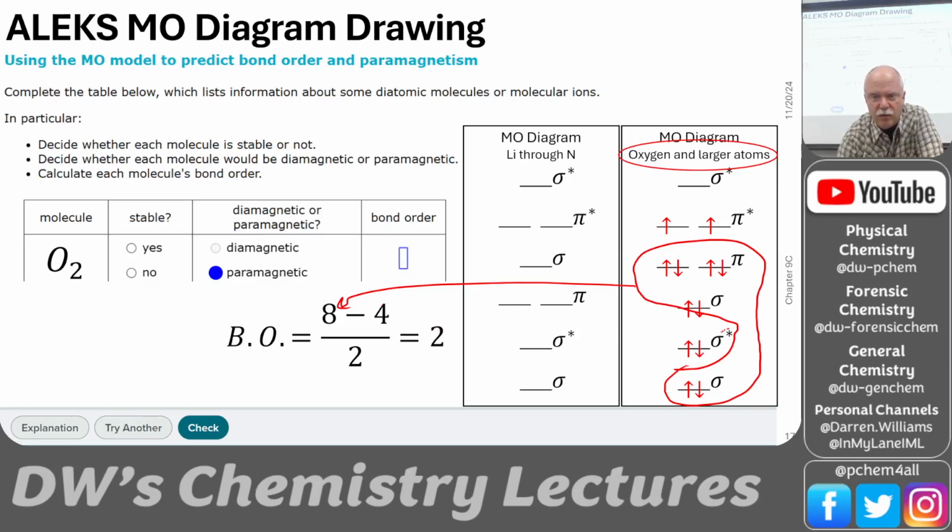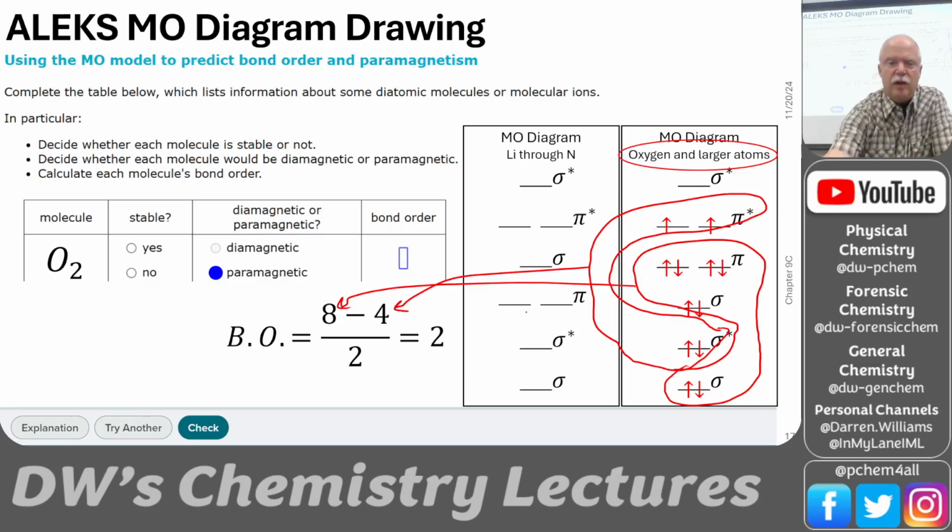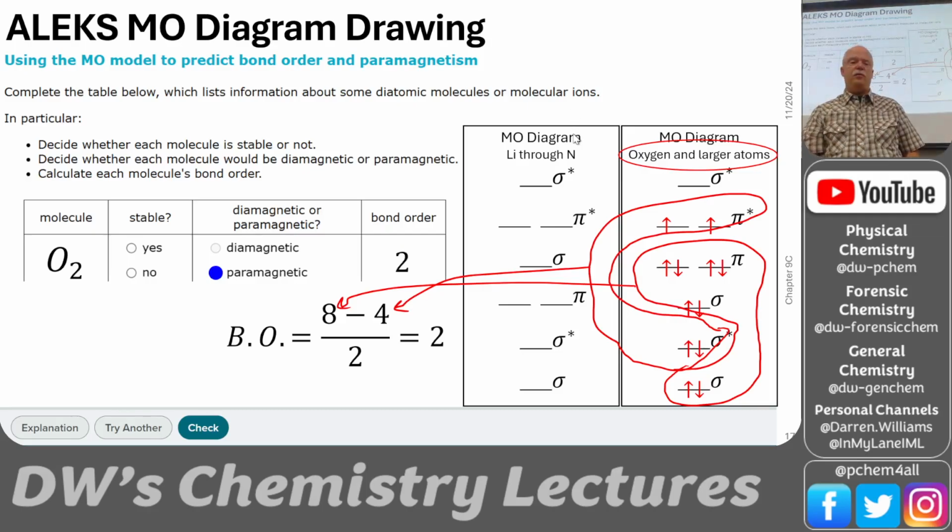And then the starred ones, those are the antibonding. So there's only 4 of those. 8 minus 4, 4 divided by 2 is 2. So we got a bond order of 2. And that's a stable molecule because the bond order is not 0.